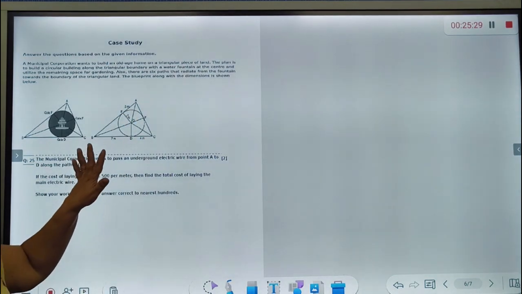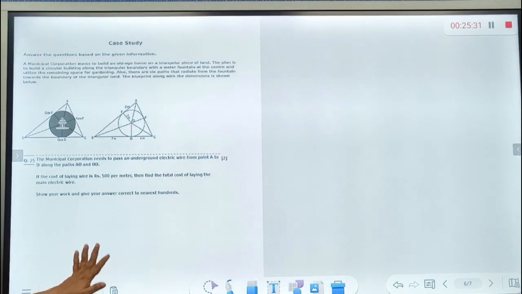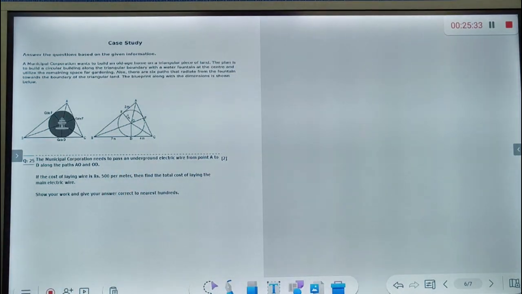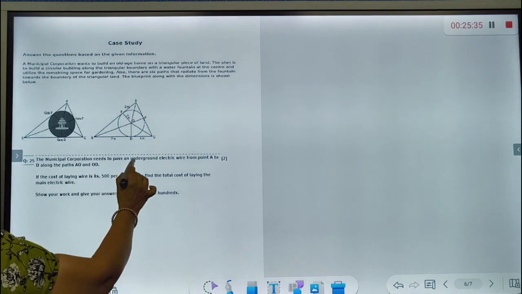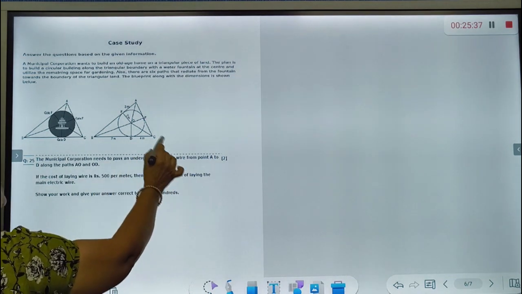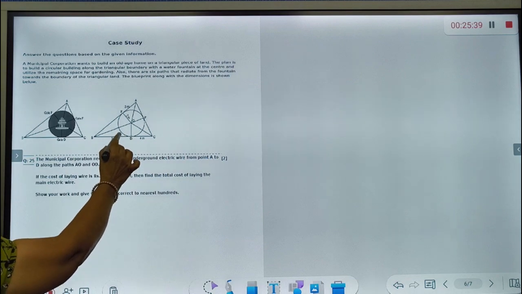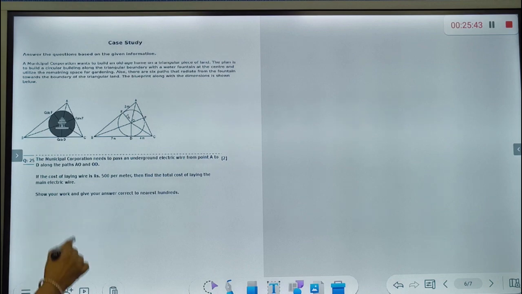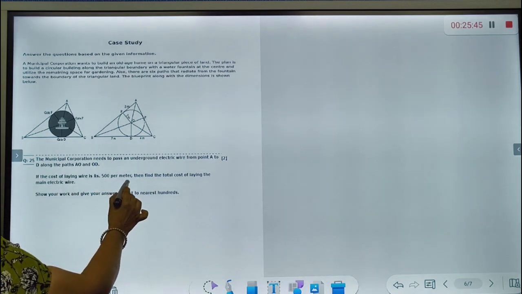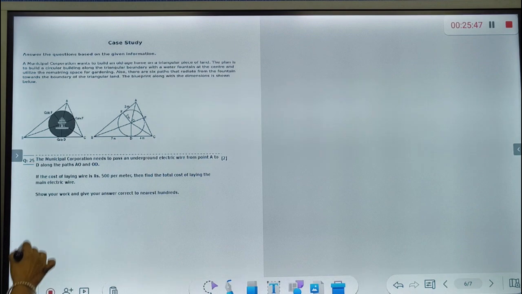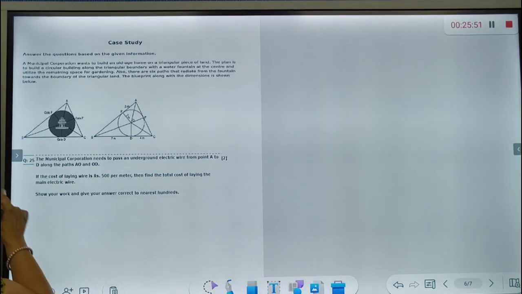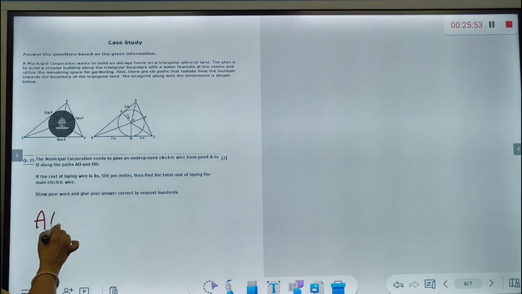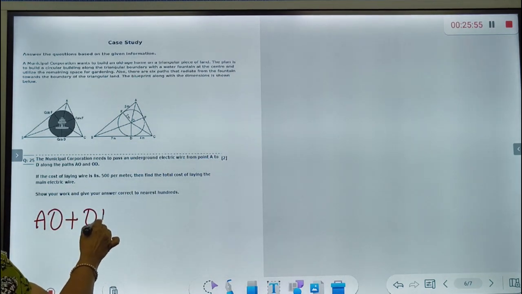Okay. Now, based on the given information, we are going to answer some questions. The municipal corporation needs to pass an underground electric wire from point A to point D along AO and OD. If the cost of laying the wire is rupees 500, find the total cost of laying the main electric wire. Okay, so we want to find first AO plus OD.